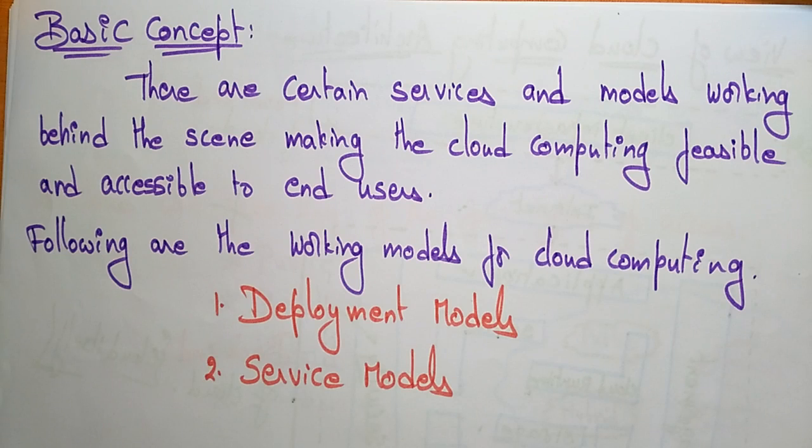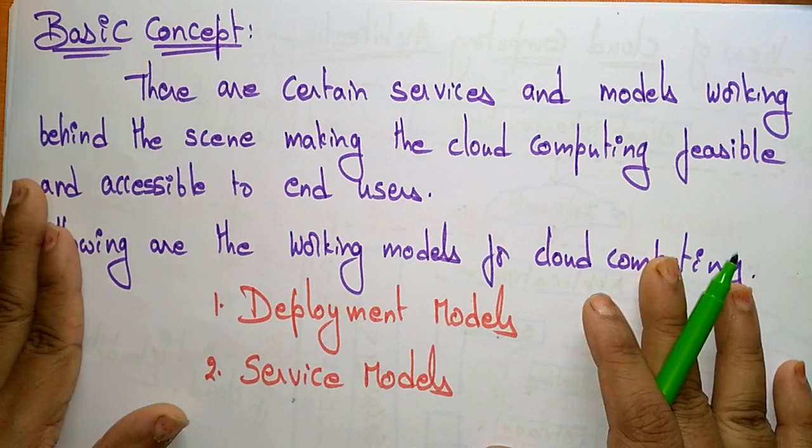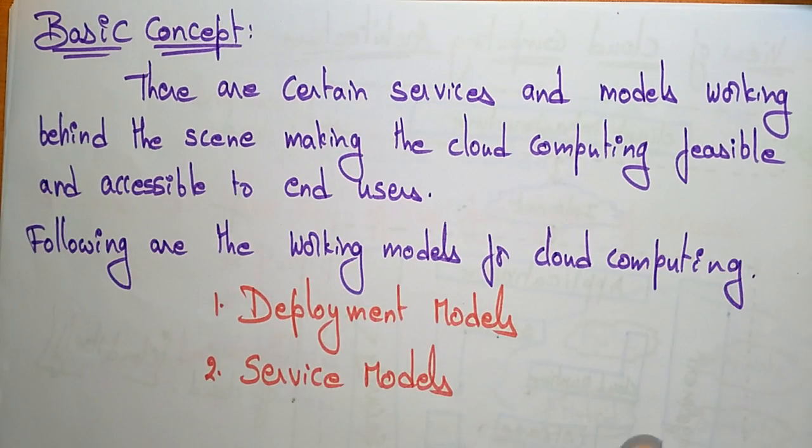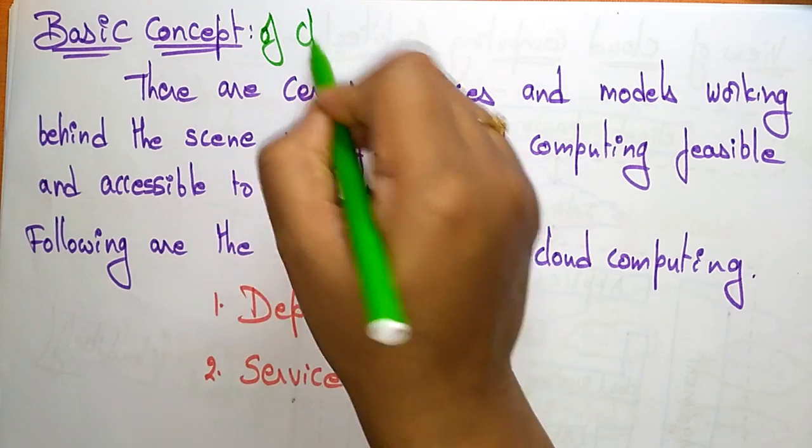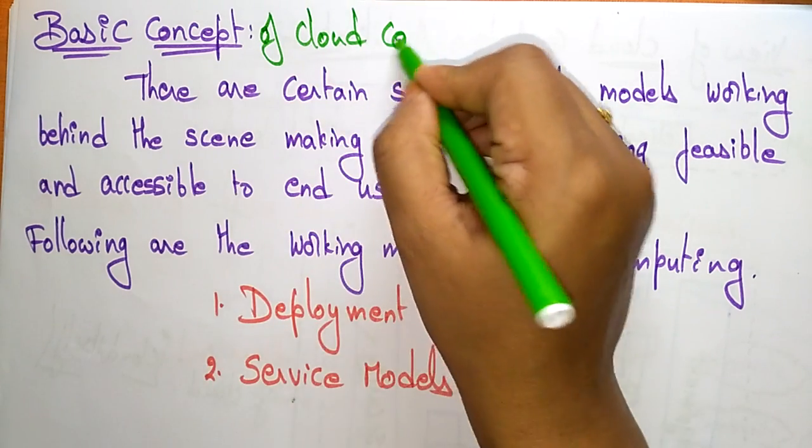Hi students, welcome back. In the previous video I explained that cloud computing architecture is divided into two parts, front end and back end. The front end is nothing but the client infrastructure, whereas the back end is the cloud itself. So at the back end, the complete cloud computing architecture information will be present. Okay, now let's see the basic concept of this cloud computing architecture.